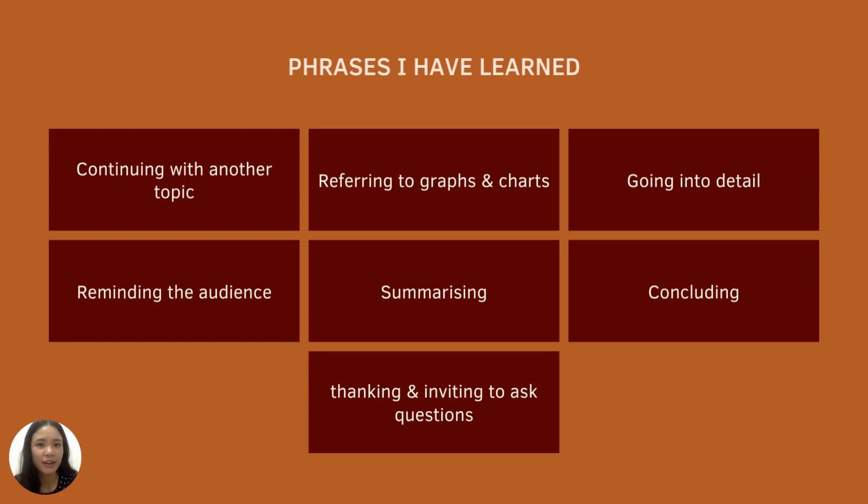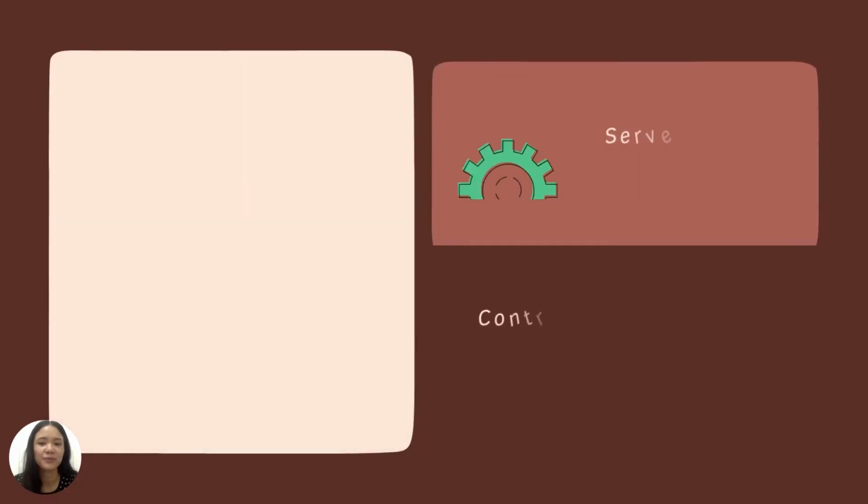To remind the audience, we can say, "This relates to what I was saying earlier." To summarize, we can say, "So that brings me to the end of my presentation," and then re-mention the main points. To conclude, we can say, "In conclusion, I'd like to say," and then for thanking and inviting to ask questions, we can say, "Thank you for your time. And if you have any questions, I'd be happy to answer them now."